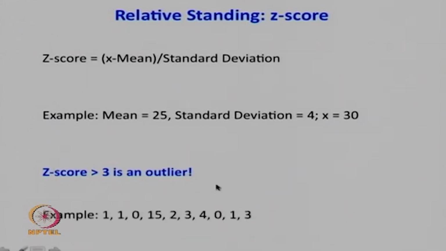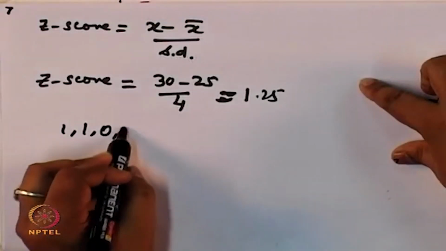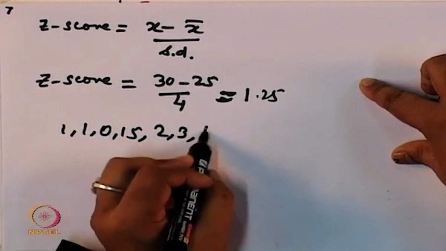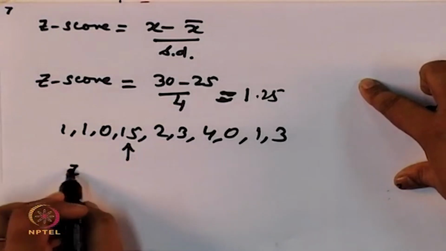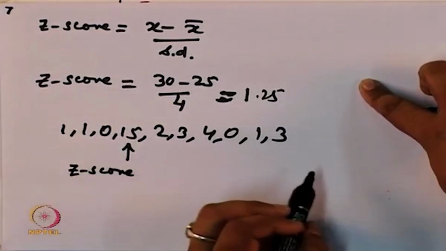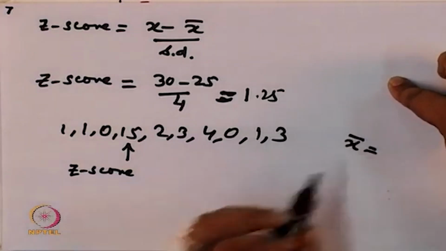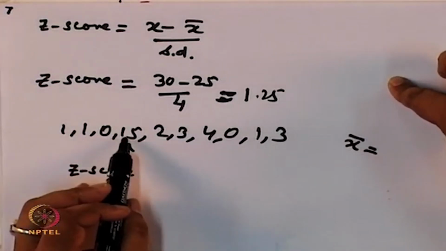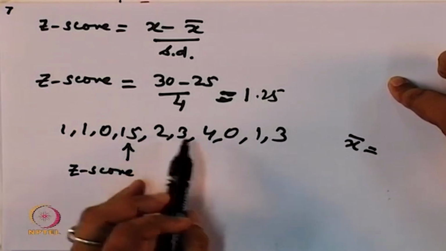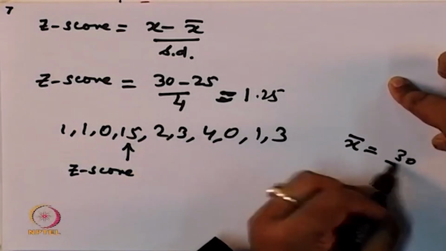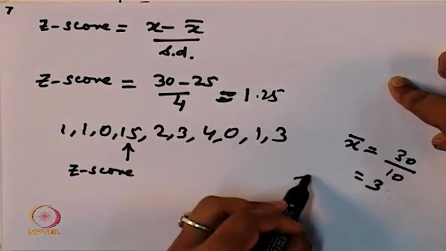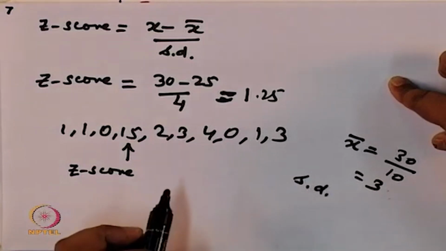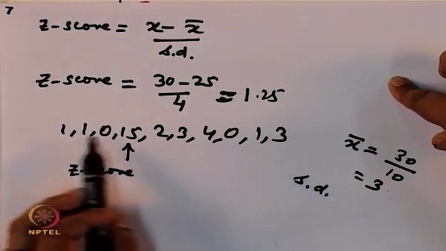Let us take the following example. So, you have these values. Your data is 1, 1, 0, 15, 2, 3, 4, 0, 1, 3. For this particular value, the z score, we of course have to calculate the x bar. Adding up the values, x bar is 3. Standard deviation, in most of the cases it will be 0.